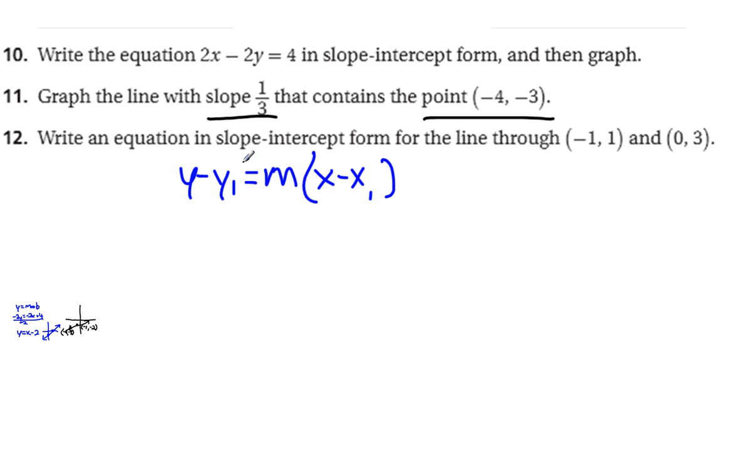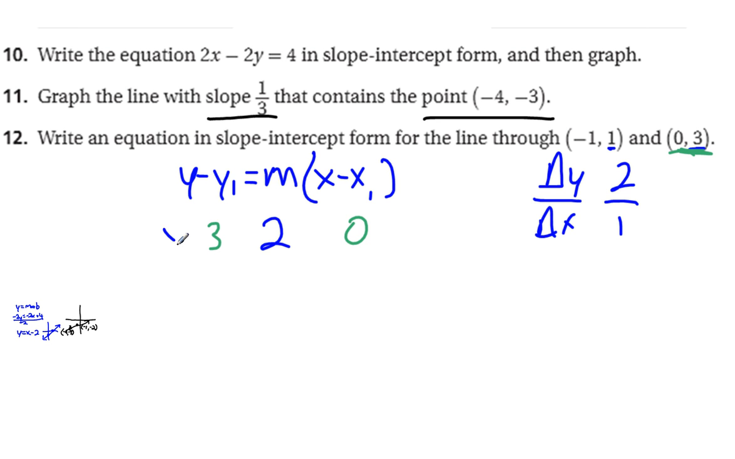So our slope, to figure that out, remember change in y over change in x. So our y goes from 1 to 3, so that's plus 2. Our x goes from negative 1 to 0, so that's plus 1. So our slope is just going to be 2. For x1, y1, we can use either of these points. I'm going to use one with 0 because I'm lazy and I don't want negatives. So I'm going to say x1 is 0 and y1 is 3.